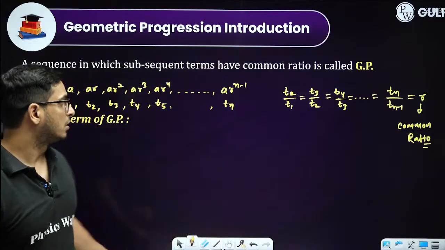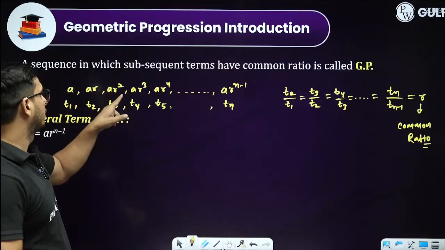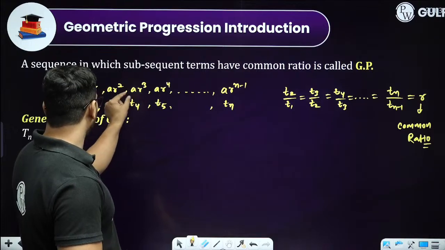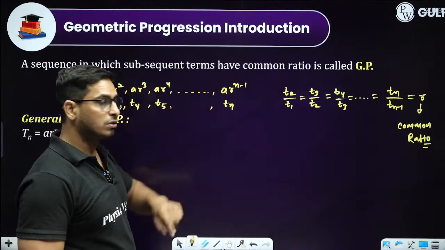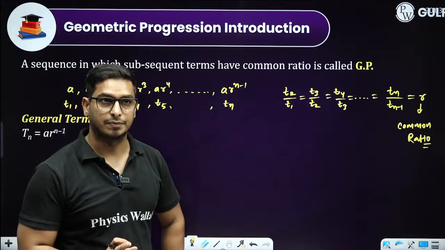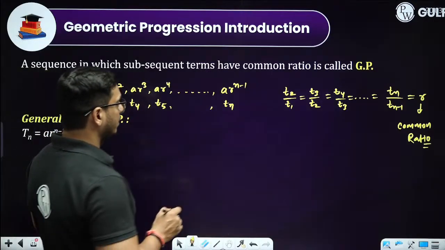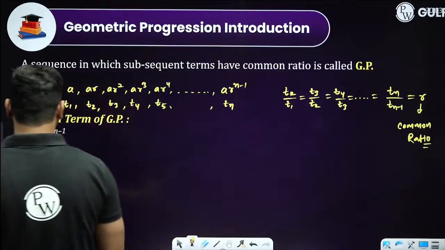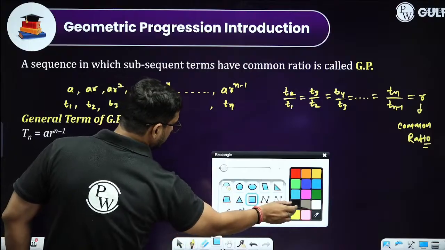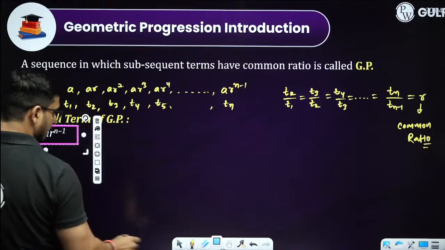So if you check T2 by T1, AR by A is R, AR square by AR is R, AR cube by AR square, again R, yes or no? So this type of sequence is called GP, geometric progression. Is it clear? Now the nth term is AR to the power n minus 1. This one is the nth term.